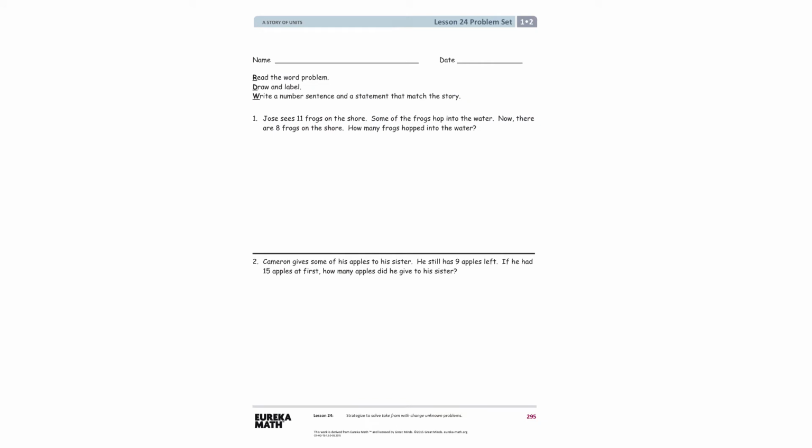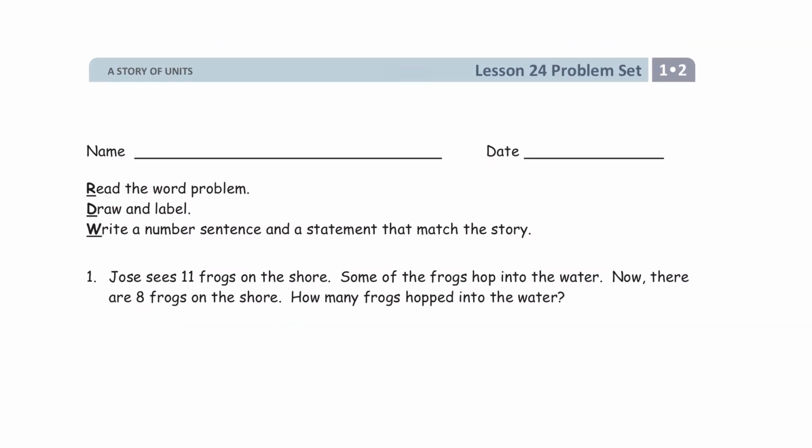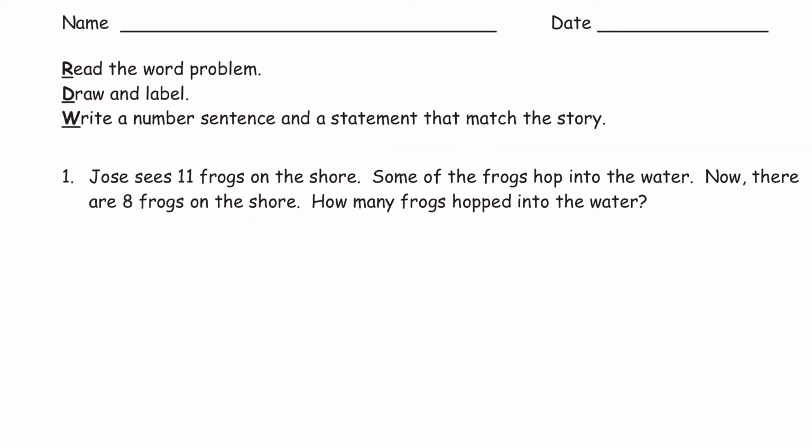Welcome back, everyone. So here's what today's problem set will look like. So you should have Lesson 24 Problem Set 1.2. We're going to take a look here at number 1. So for number 1, they're reminding us that we need to RDW. Read the word problem, draw and label, and write a number sentence and a statement that match the story. Okay, let's get started. Number 1, Jose sees 11 frogs on the shore. Some of the frogs hop into the water. Now, there are 8 frogs on the shore. How many frogs hopped into the water?